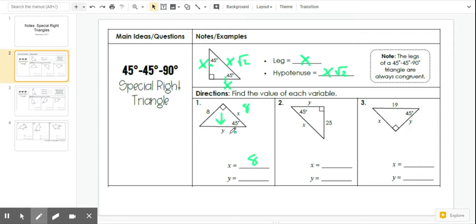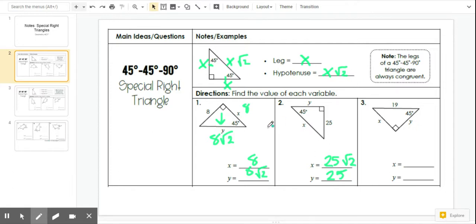That means the hypotenuse is the leg times the square root of 2. So the hypotenuse is 8 times the square root of 2. And guess what? You don't even need to take out a calculator. You can leave it just like that. That's the exact answer, 8 times the square root of 2. And that's all you have to do. For number 2, one of our legs is 25, which means the other leg, y, is also 25. So y is 25. And x is going to be the leg times the square root of 2, so 25 times the square root of 2.